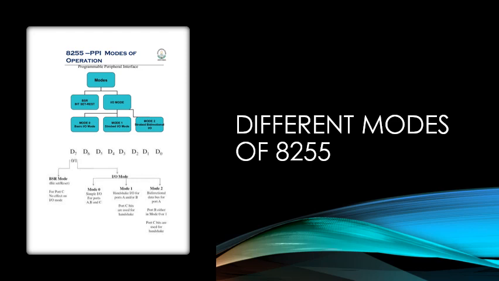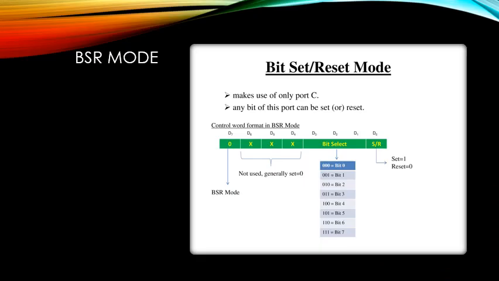Now we are going to discuss different modes of 8255. 8255 has two different modes: BSR mode and IO mode. BSR mode means bit set reset mode. IO mode is categorized into three types: mode 0, mode 1, mode 2. Let us discuss briefly in the next slide. BSR mode makes use of only port C. Here we involve only port C. Any bit of this port can be set or reset.